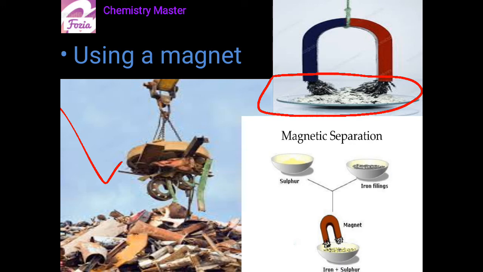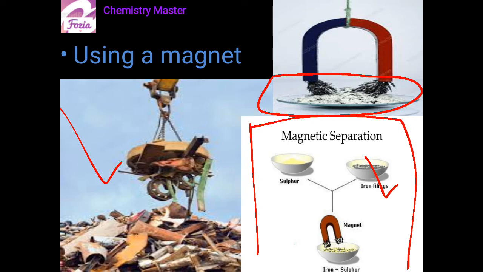Suppose we are given a mixture of sulfur and iron filings. Now focus on this diagram. The iron filings are magnetic, they will show attraction for the magnet, but sulfur, though a solid, is a non-magnetic material. So when we keep a magnet in contact with this mixture, the iron filings will be attracted to the magnet, leaving behind the sulfur.